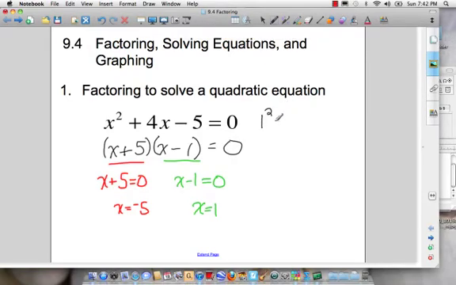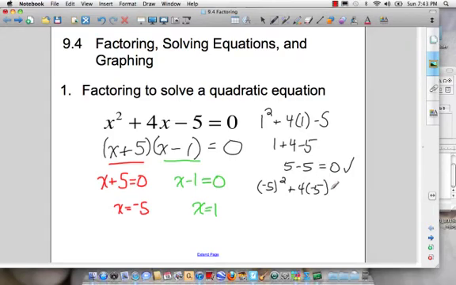If you do 1 squared plus 4 times 1 minus 5, well, that's 1 plus 4 minus 5, or 5 minus 5, which is indeed 0. I leave it to you to check the negative. Actually, you know what? I'll go ahead and check the negative 5 also. If you square negative 5 and then add 4 times negative 5 and then subtract 5, well, remember when you square negative 5, negative times negative is positive, and then 4 times negative 5 is negative 20. And again, if you add the first two, that's 5 minus 5, and again, we get 0.